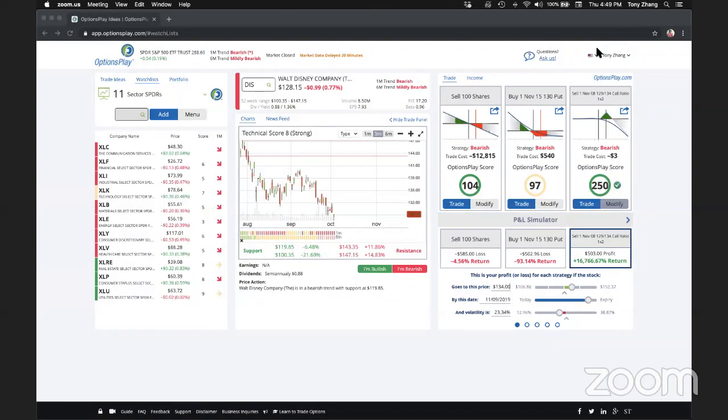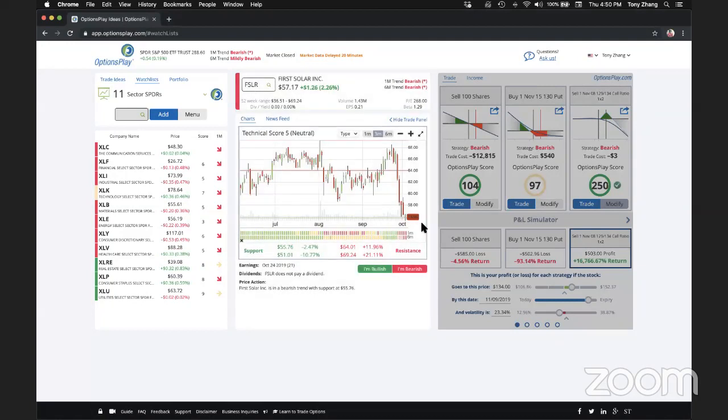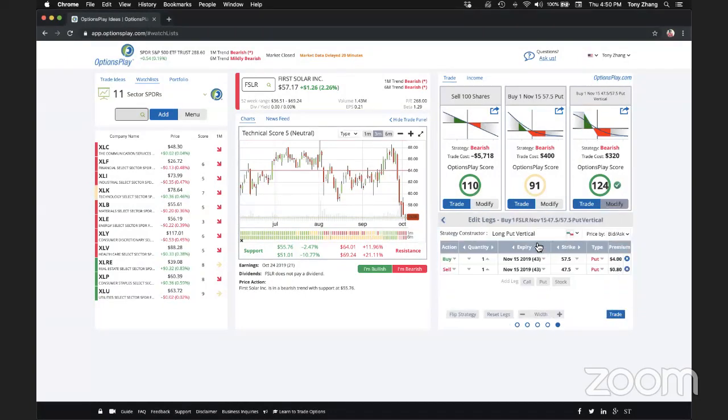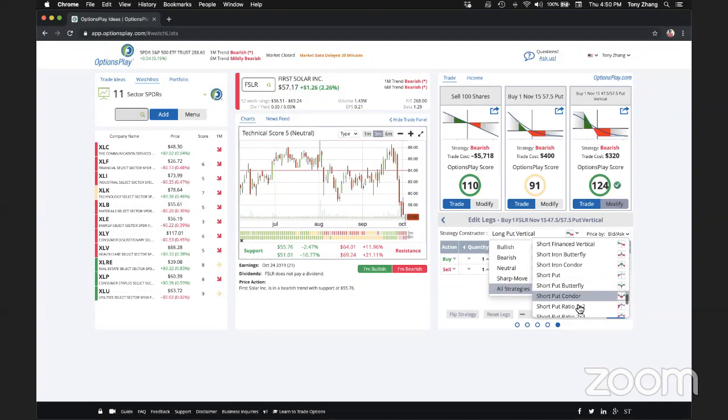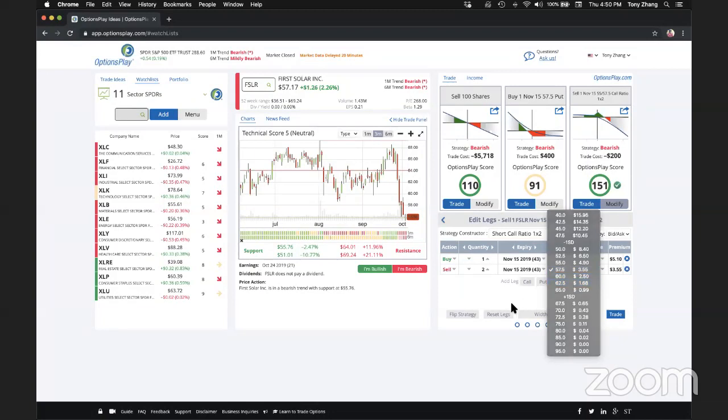So let's see. Ursula said First Solar, but I don't have a cost basis. Oh, she said 61 down here. First Solar. So First Solar, your cost basis is 61. Okay, so let's see. If we wanted to sell a 61 call, what can we get for it? So a short call ratio. So if I sold 2 contracts of the 61, now there isn't a 61, there's only a 60 or a 62.5. Let's see if a weekly option provides me with a 61.